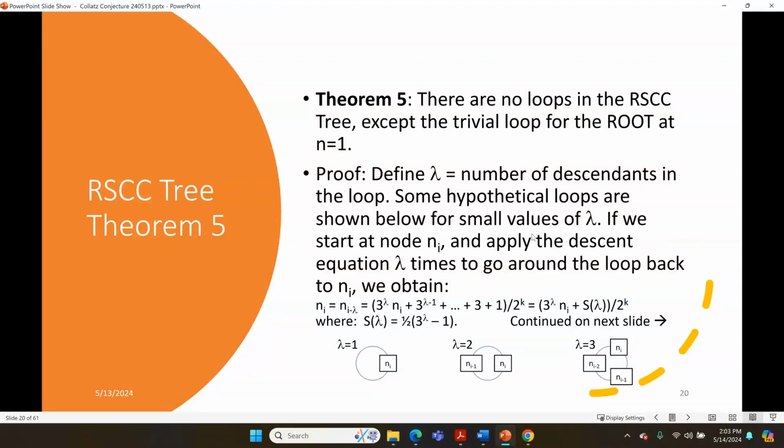Then we apply the descendant equation lambda times to show that the descendant from n_i would be n_(i-lambda), and that would equal 3^lambda times n_i, plus 3^(lambda-1), plus 3^(lambda-2), and so forth, plus 3 plus 1, all divided by 2^k for some exponent k that yields an odd number in the result. We can simplify the sum of the powers of 3 to a sum function called s of lambda, which is equal to 1/2 times (3^lambda - 1).